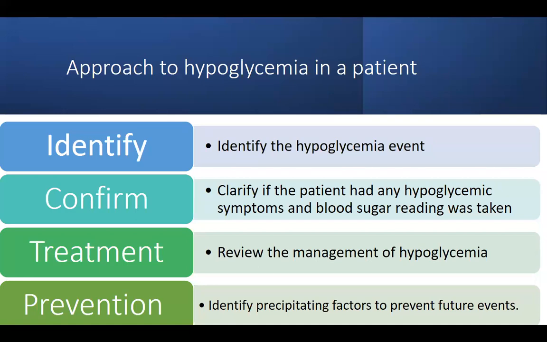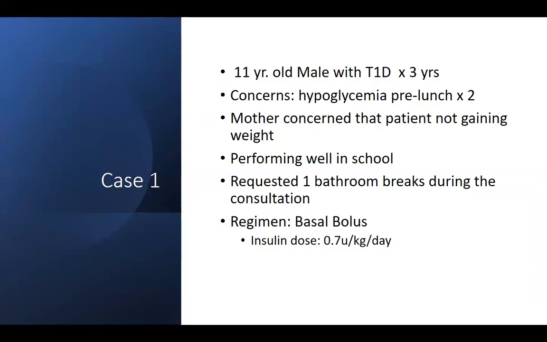Let's move forward. Let's do a case here. So I have an 11-year-old boy. Now this case is 11, he's currently 17, actually. He had type 1 diabetes for 3 years. The concern for this boy is that he'd been having hypoglycemic episodes pre-lunch. Mother was very concerned about the boy not gaining weight. However, the boy is performing well in school.